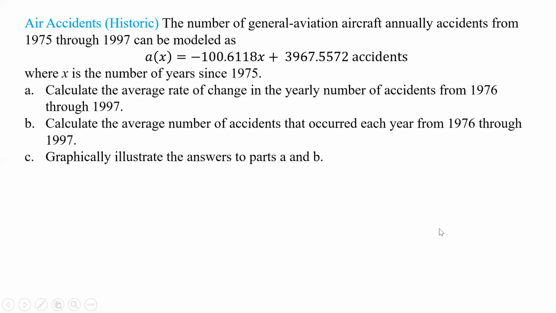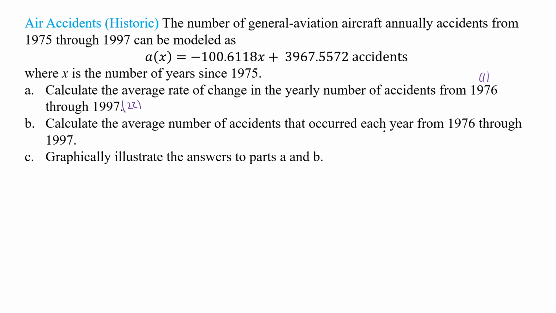All right, so here we're looking at the number of general aviation aircraft accidents annually from 1975 to 1997, and it's modeled by this function here. Again, x is the number of years since 1975. So we're supposed to calculate the average rate of change in the yearly number of accidents from 76 to 97. Well, if this is from 1975, 1976 has to be a 1, and 1997 then is going to be 22. So that's a key thing we need to start from.